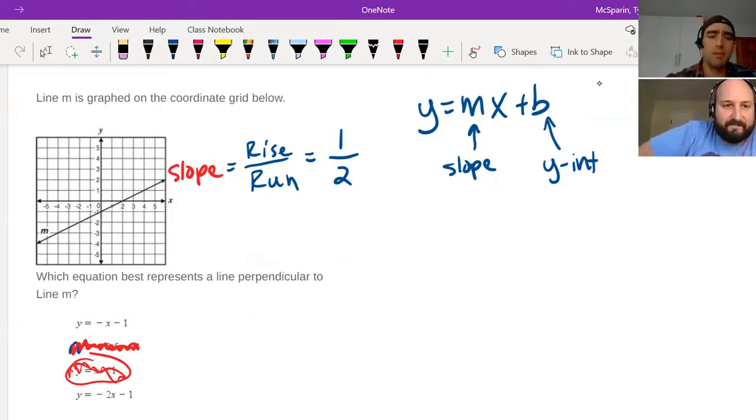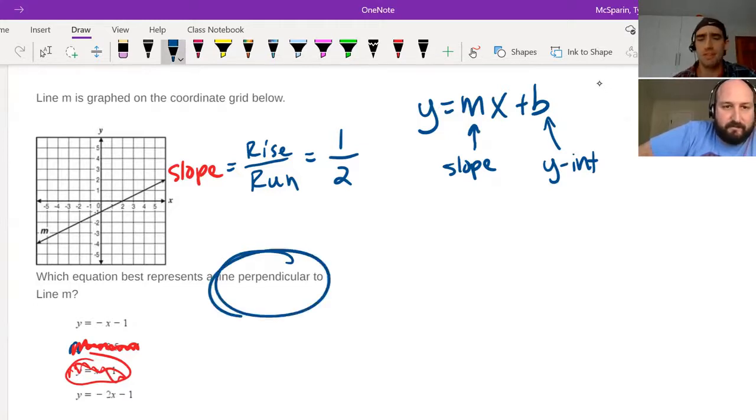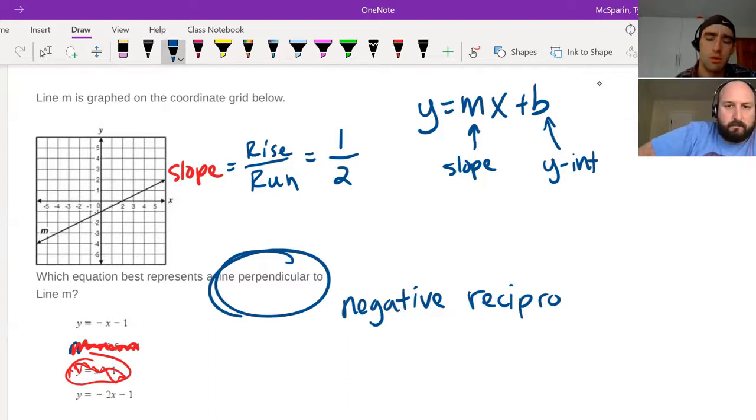So perpendicular lines have to have negative reciprocal slopes.